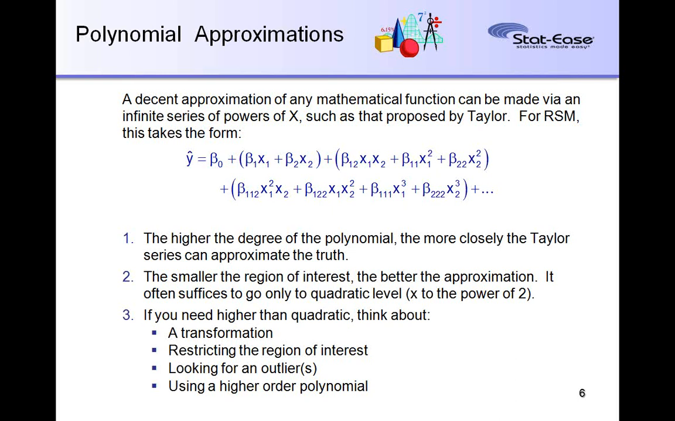As most processes can be fit with quadratic polynomials, it's rather rare to go above those. If we do need more than quadratic, then often we want to just do a double check and make sure that we don't need a transformation, or we have any outliers in the design space that are messing up our polynomial. We might need to restrict the region of interest so that we can get a better fit in a smaller region. And if none of those are needed, then certainly using a higher order polynomial can also accomplish the task.